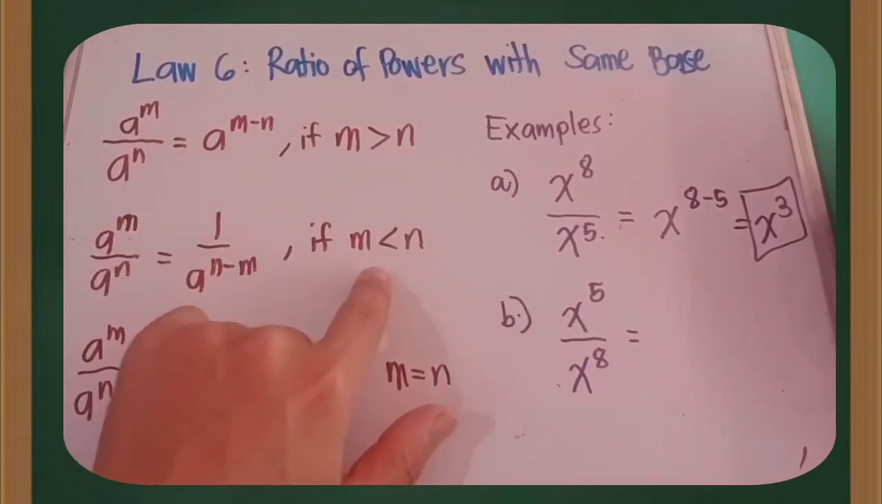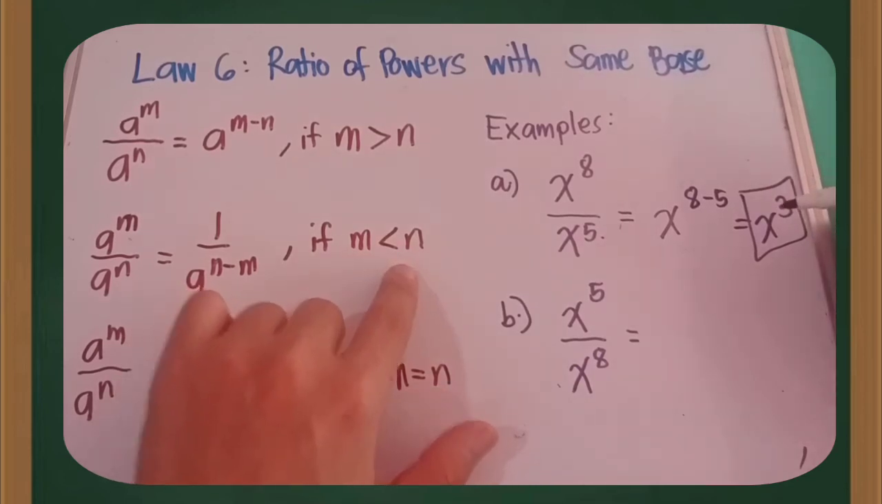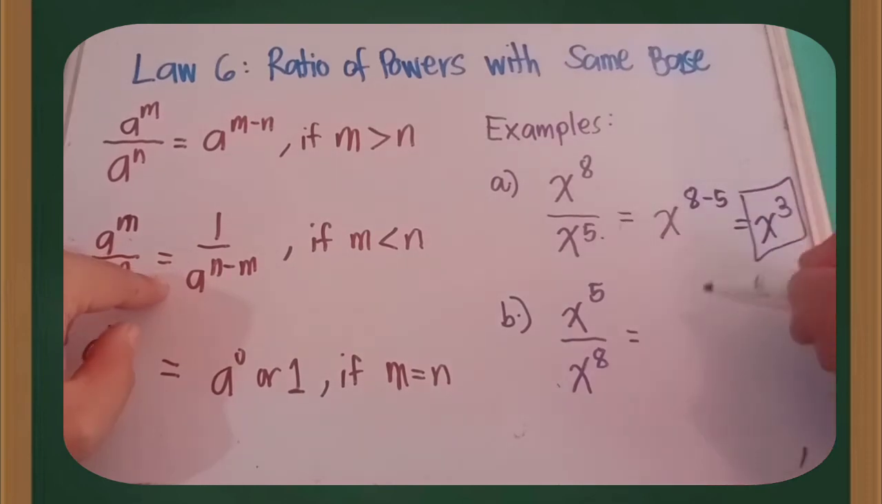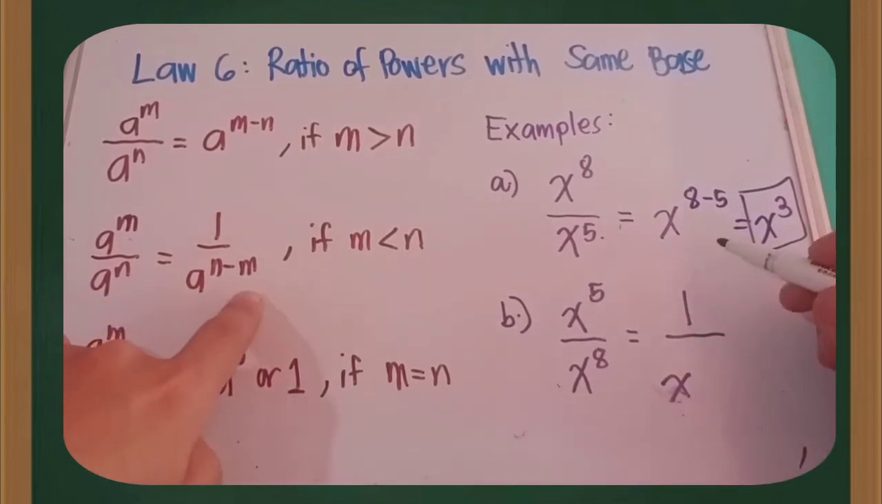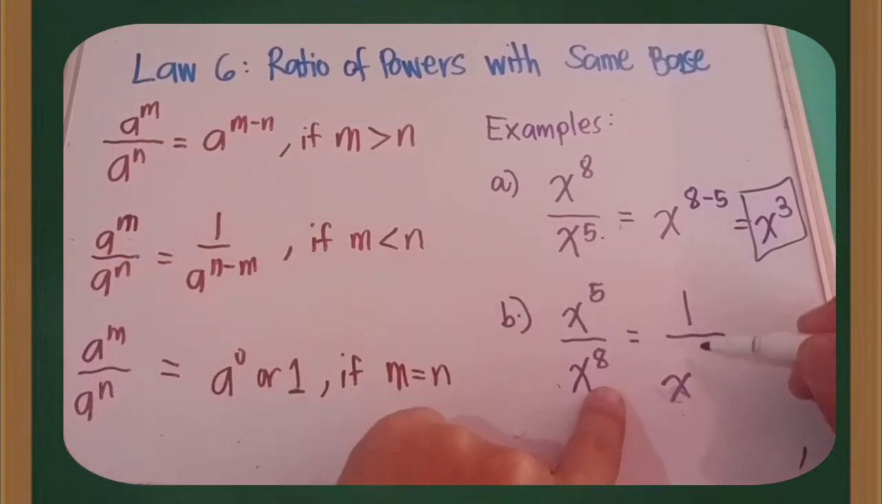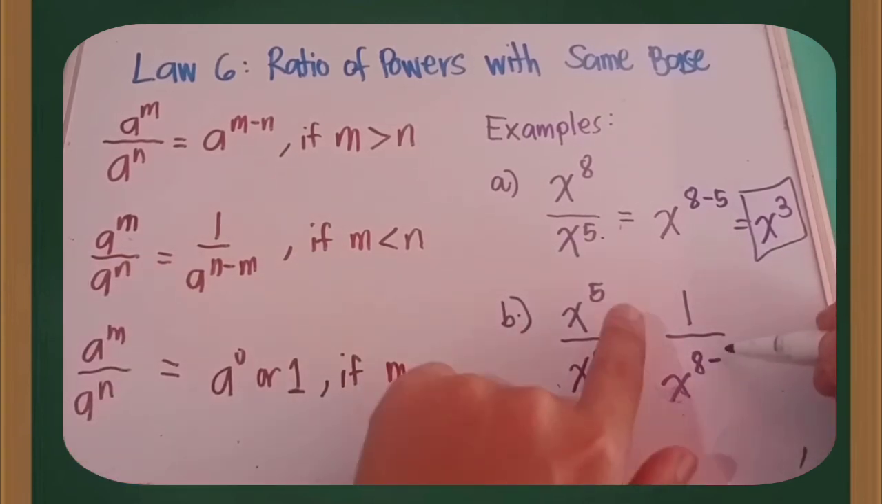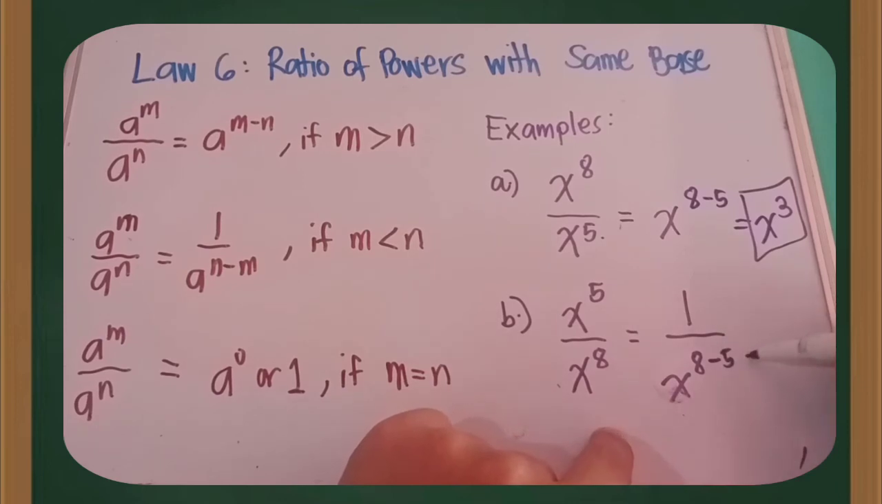Now, what if m is less than n? Diba? What if the exponent of our numerator is less than the exponent of our denominator? So, mao ni ang mahitabo. Okay? So, it becomes 1 over, copy ang common base, which is x, dayon, n minus m. So, please take note, our n here is 8 minus our m, which is 5. Then, it becomes 1 over x raised to the power of 3. So, this is the final answer.